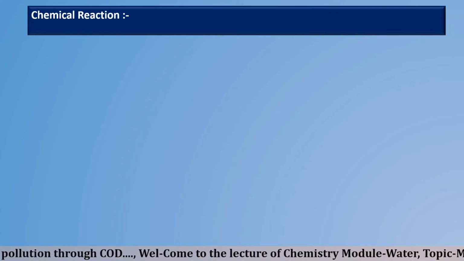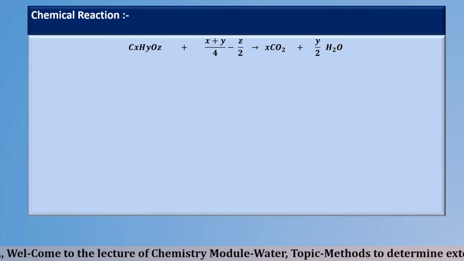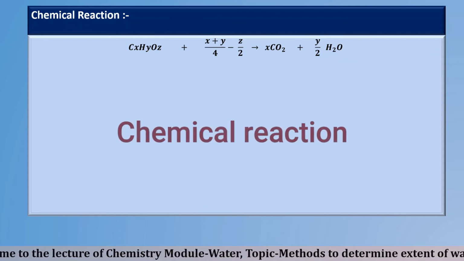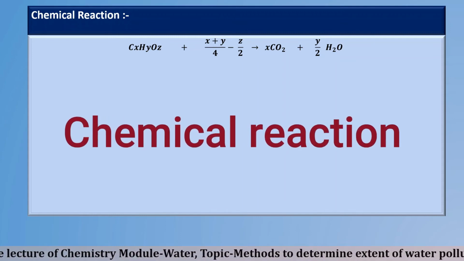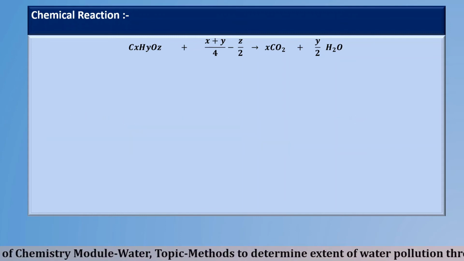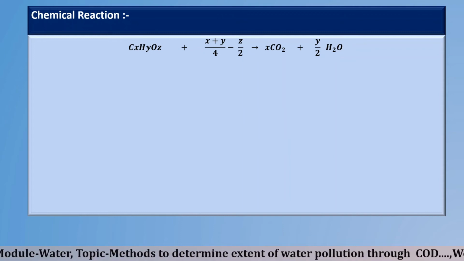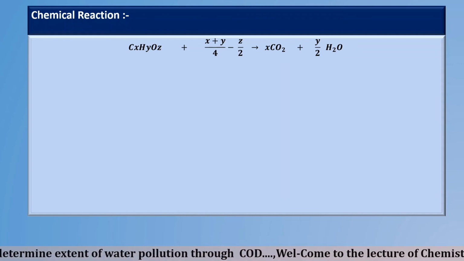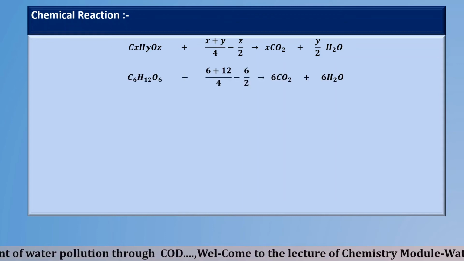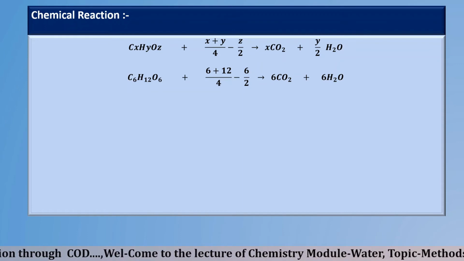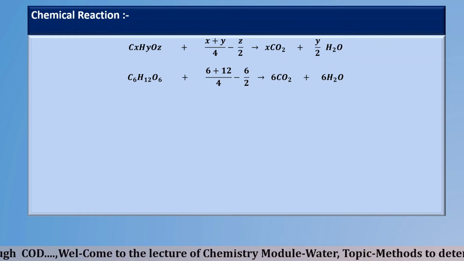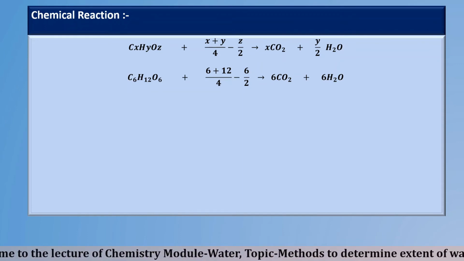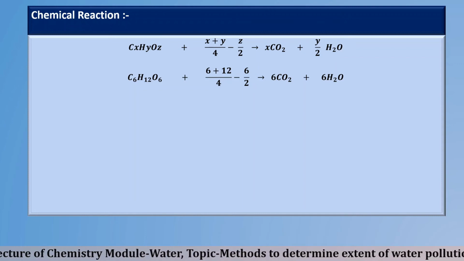After that, we look at the chemical reactions that take place during the determination of chemical oxygen demand of a given wastewater sample. Whatever organic matter is present, CxHyOz, where x, y, z are the numbers of those atoms present in the organic matter. For example, we take glucose, a carbohydrate, C6H12O6, which undergoes oxidation to give 6CO2 plus 6H2O.